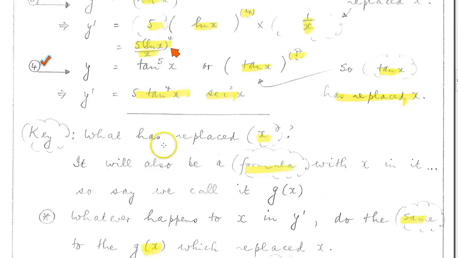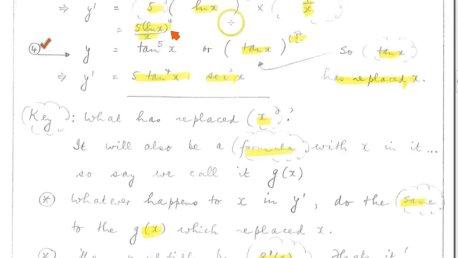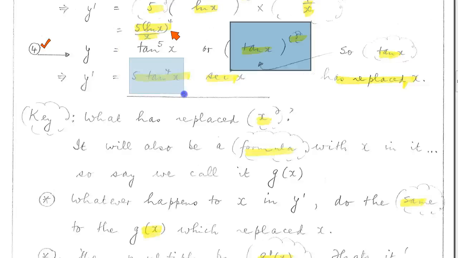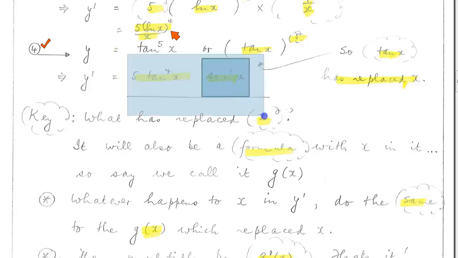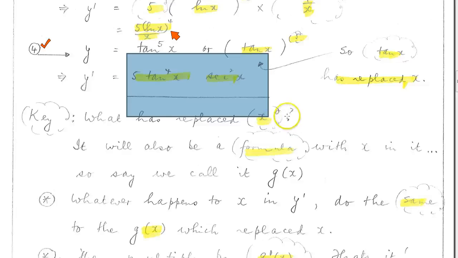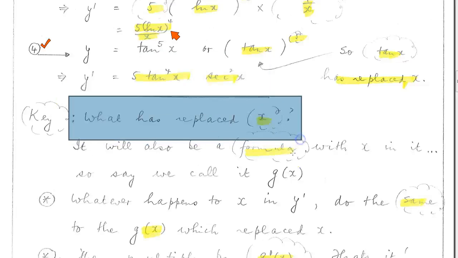And then finally, that tan to the power 5 x. 5 goes in front, tan to the power 4 x. Exactly the same as I did for sine and cosine. Multiply by the derivative of tan x, as that has replaced x. And you should know that the derivative of tan x, you can check your formula sheet if you haven't, is sec squared x. So the key to all this: what has replaced x? It will also be a formula with x in it.